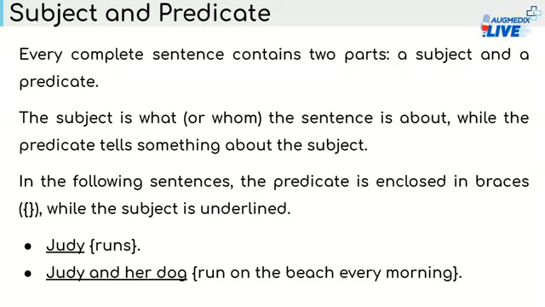So they together, what do they do? They run on the beach every morning. So run on the beach every morning, this part is the predicate of the sentence. The subject is Judy and her dog, and the predicate is run on the beach every morning. Are we clear? I hope so.